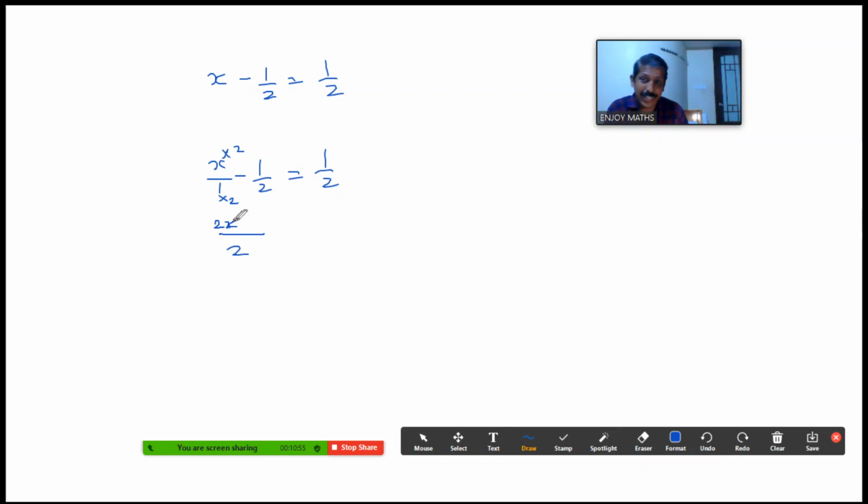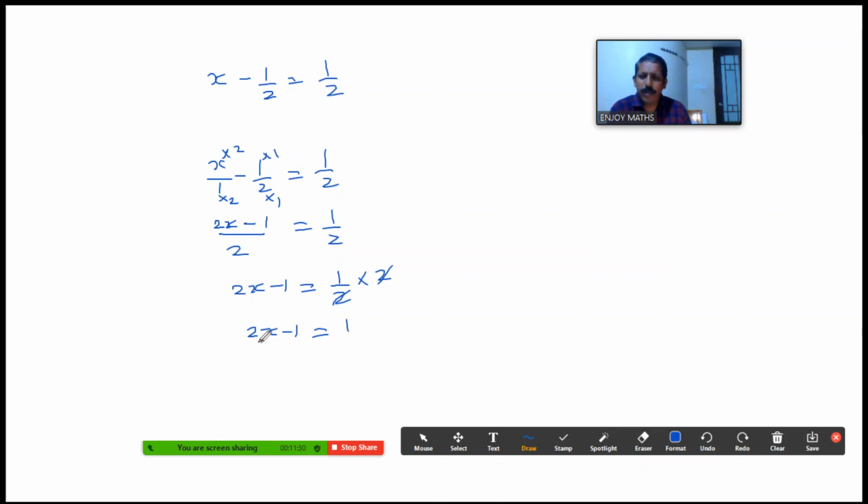You always write 2x, not x2. Then this is 2 and 2, so same. So 2 into 1, 2. So here also 1. So what happens? Minus 1, minus 1 into 1, minus 1. That is equal to 1 by 2. Now this 2 I can take this side. So 1 by 2 into 2. This is 2x minus 1. This goes here. Then you cut off. Then what happens? 1. So 2x minus 1.